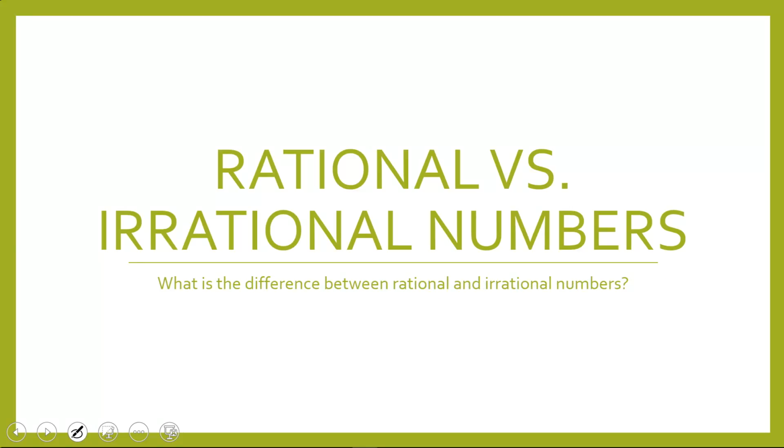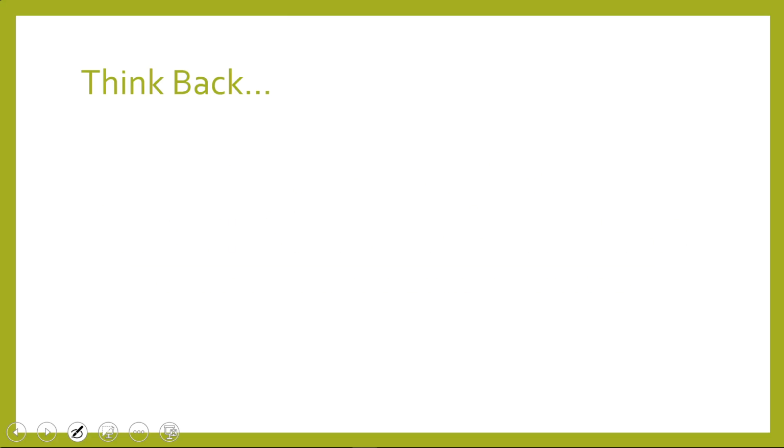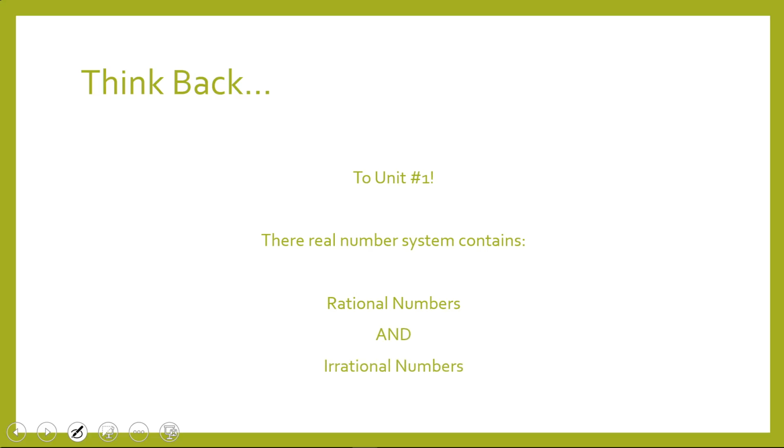So first, let's go way back and think about rational and irrational numbers again and the difference between these two sets of numbers. Think back all the way to Unit 1, and this was actually the very first lesson that we had. The real number system consists of two types of numbers, rational numbers and irrational numbers.